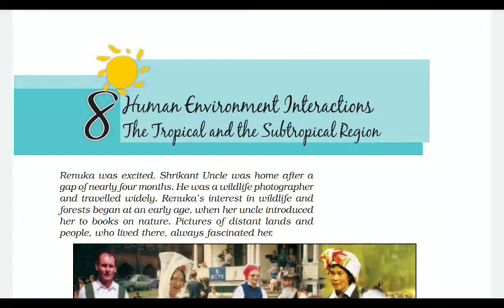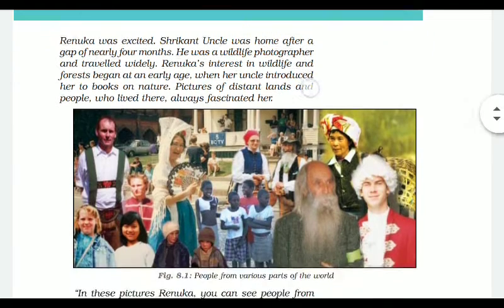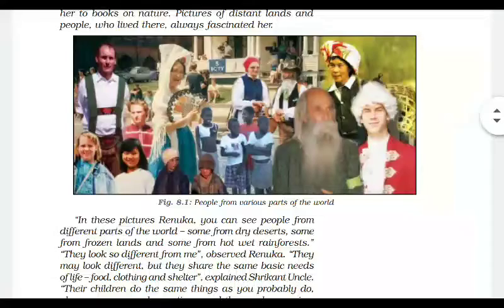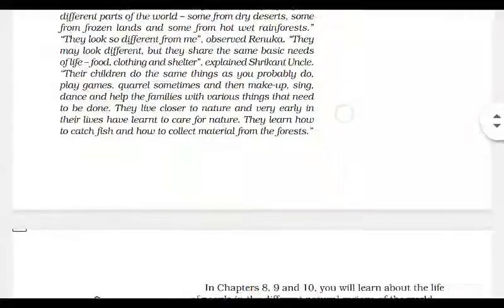This is for Class 7, Chapter 8, Human Environment Interactions: The Tropical and the Subtropical Regions. In this first part, Renika was excited looking at her uncle's photograph collection, where he has been to many places. She was excited to see the different people around the world wearing different kinds of clothes, with different languages and foods, but the basic requirements are the same, right?